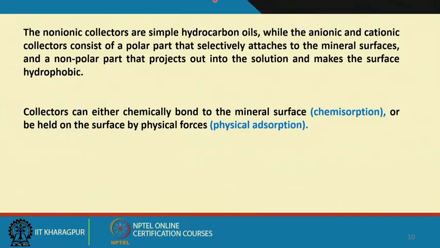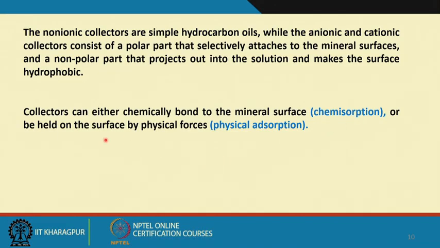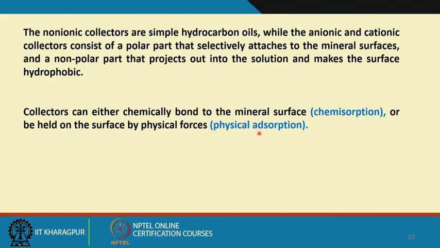So, collectors can either chemically bond to the mineral surface. Now, how will the chemicals adhere to the surfaces of my minerals? There are two broad mechanisms of adsorption. When the collector is chemically bonded, we call it chemisorption, or it can be held on the surface by physical forces, which we call physical adsorption.